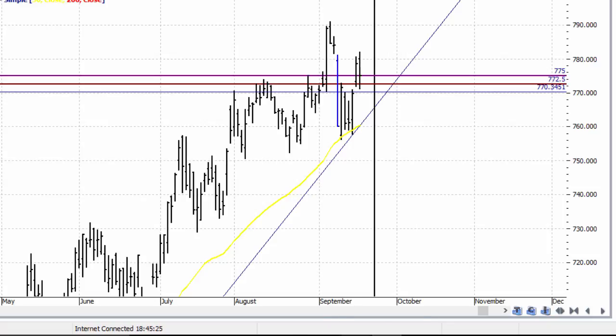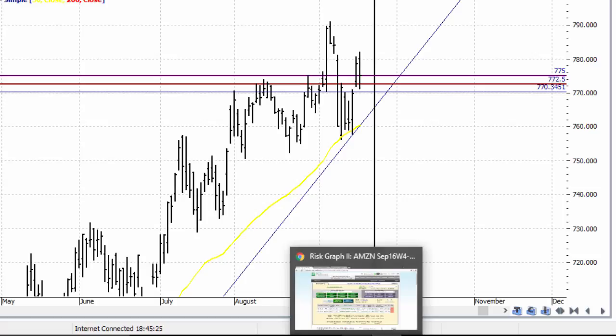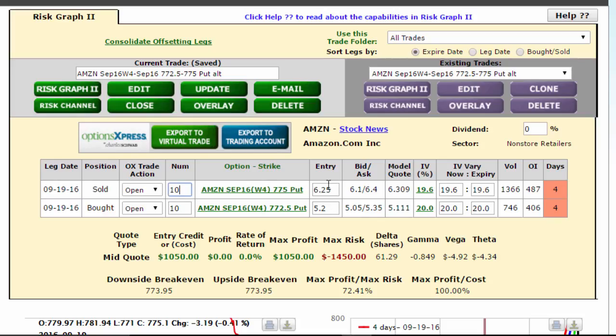Okay, so let me talk a little bit more about how much the stock can actually move down before I'm going to start to get a bit nervous. Now, because I've taken in a credit, the difference between what I've sold this option for and what I've bought the protective put for, that difference is, in my case, $105 because I'm buying 10 contracts. The total credit I'm receiving is $1,050.